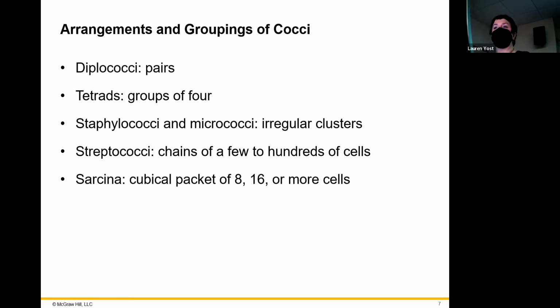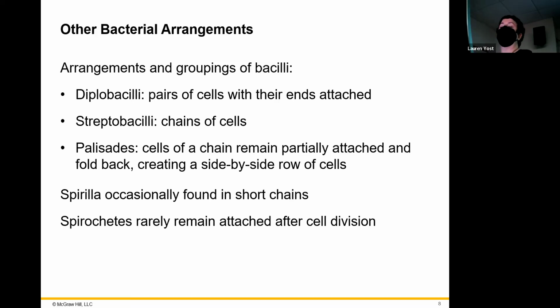Right, so these are our cocci. These are our round ones. For our bacilli, which are our rods, we can still have diplo. And they're usually going to be pairs, just like end to end, like this. Okay, end to end. Strepto, now just longer chains.